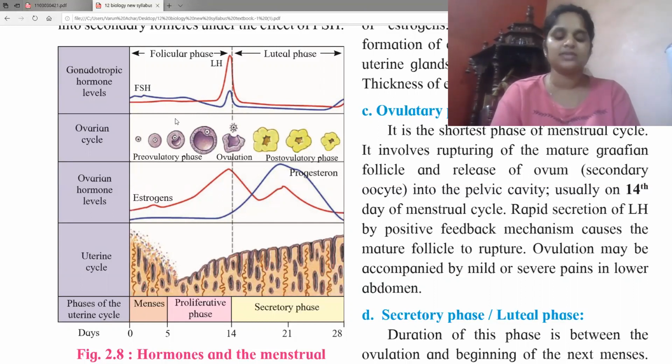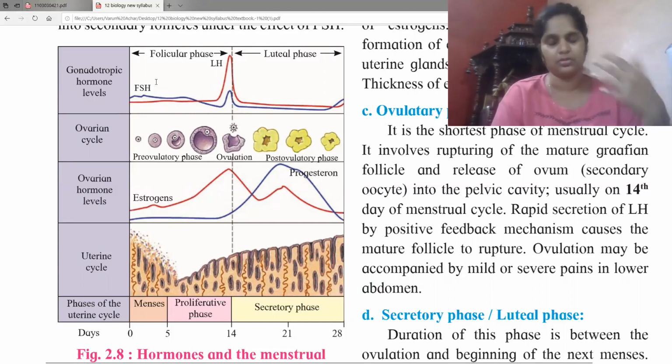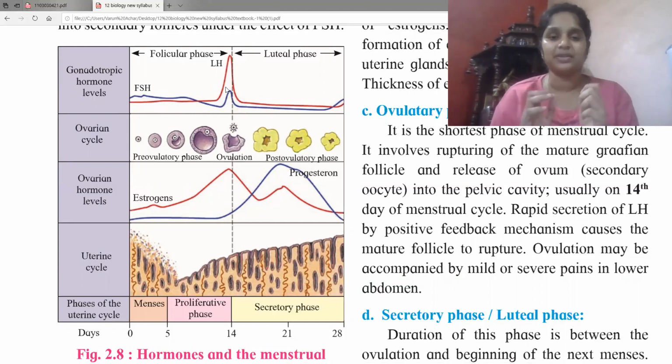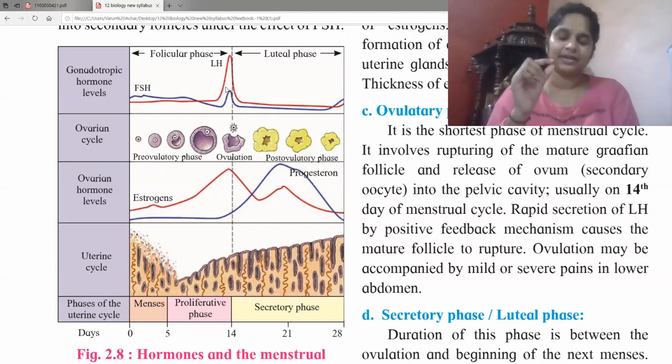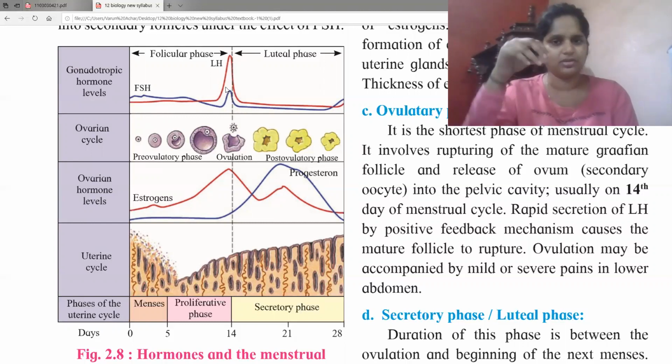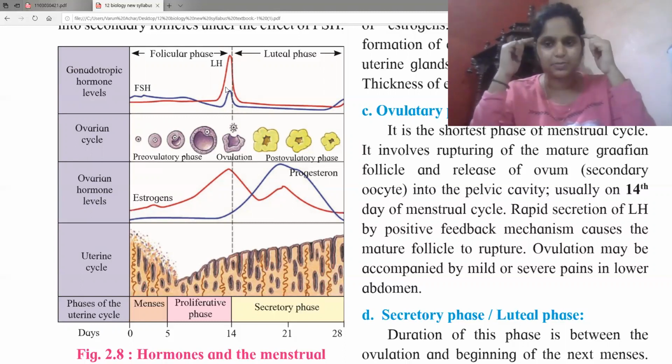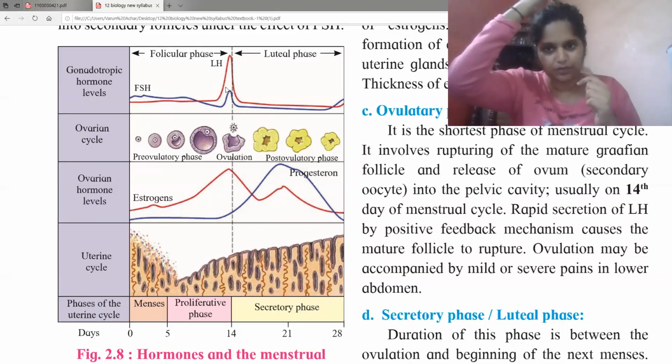In this, a lot of changes take place in your hormonal levels, which are secreted by the gonadotropic hormones of the pituitary gland. You might have studied in control and coordination, or know from last year, that the pituitary gland is a small organ which hangs from the hypothalamus, present at the center of your brain.